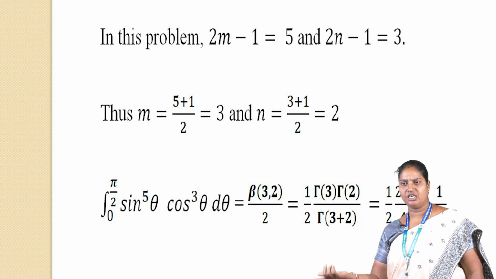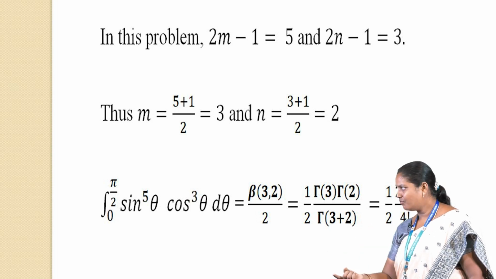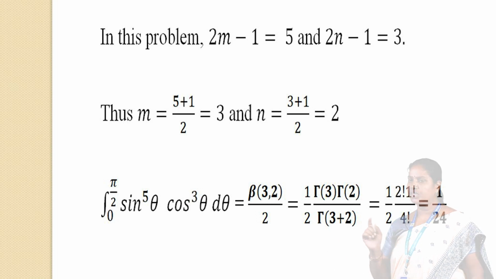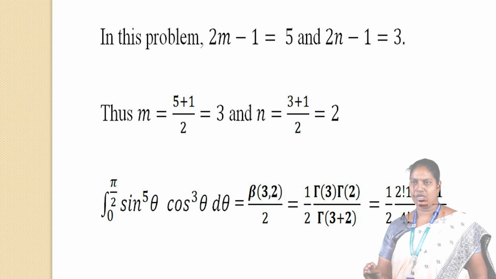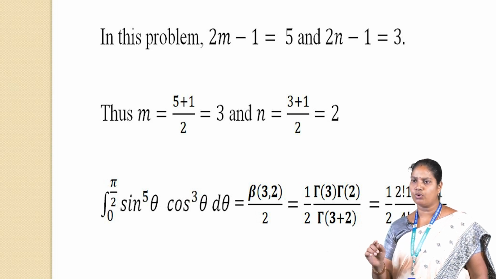Again using the relation between beta and gamma functions, we get 1 by 2 times gamma of 3 into gamma of 2 divided by gamma of 3 plus 2. What is gamma of 3? 2 factorial. Gamma of 2? 1 factorial. 3 plus 2 is 5, that is gamma of 5, which is 4 factorial. So this equals 2 by 24, and before that there is 1 by 2. So the 2s cancel, and we get 1 by 24.